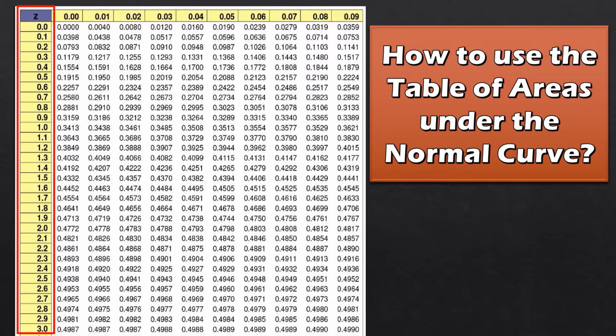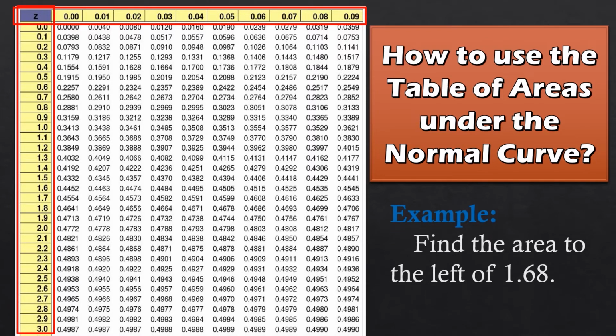So we have here the z-score. In the first column, we have the whole number and the first decimal place, and for the upper part, these are the second decimal place of the z-values. Let's say we have 0.10. So we have 0.1 and 0.00. So this value, 0.0398, is the area.